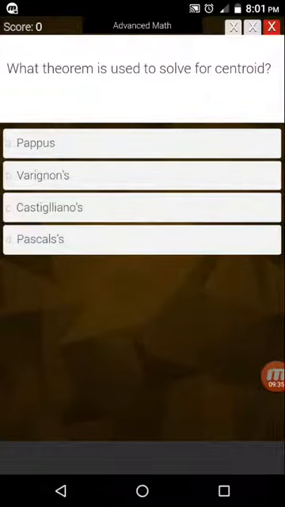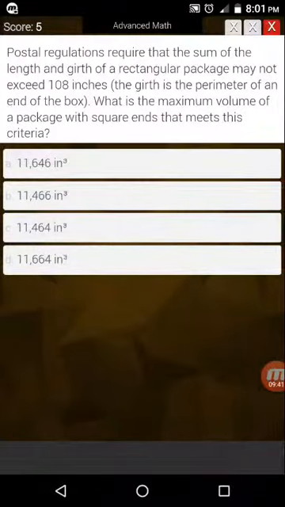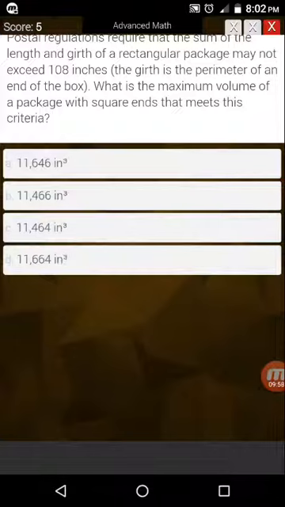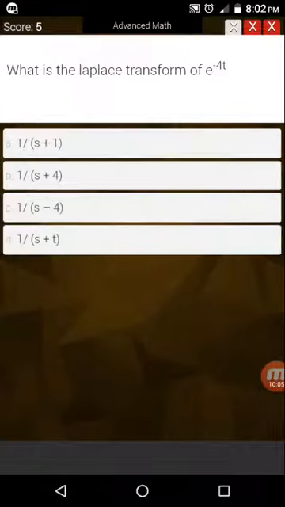What theorem is used to solve for centroid? Postal regulations require that the sum of the length and girth of a rectangular package may not exceed 108 inches. The girth is the perimeter of an end of the box. What is the maximum volume of a package with square ends that meets this criteria? Answer is 11,664 cubic inches.